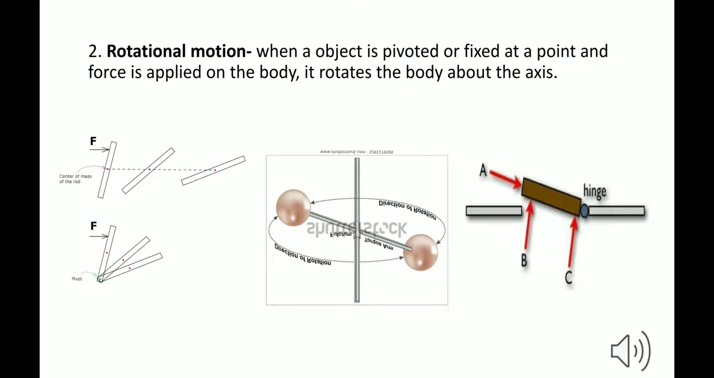So we have studied two kinds of motion. One was when the body is not fixed at any point and force is applied, that is linear motion or translation motion. And second, when the body is fixed at a point and force is applied to some point on the object, then the body starts moving in circular manner, rotatory manner, and this kind of motion is known as rotational motion.